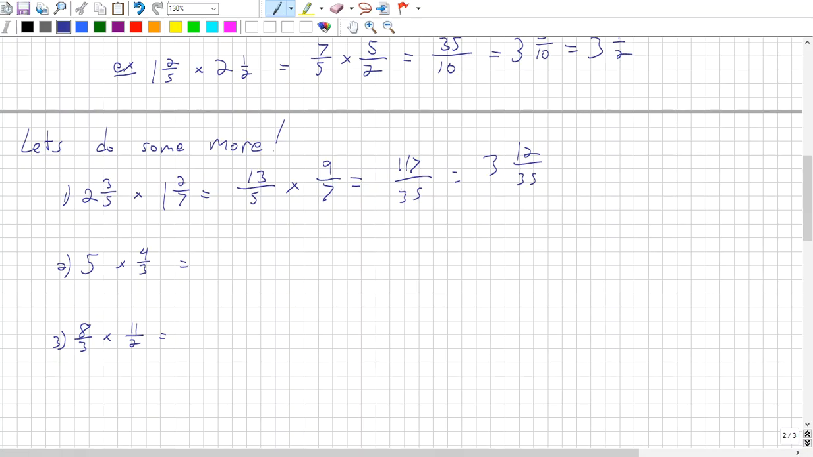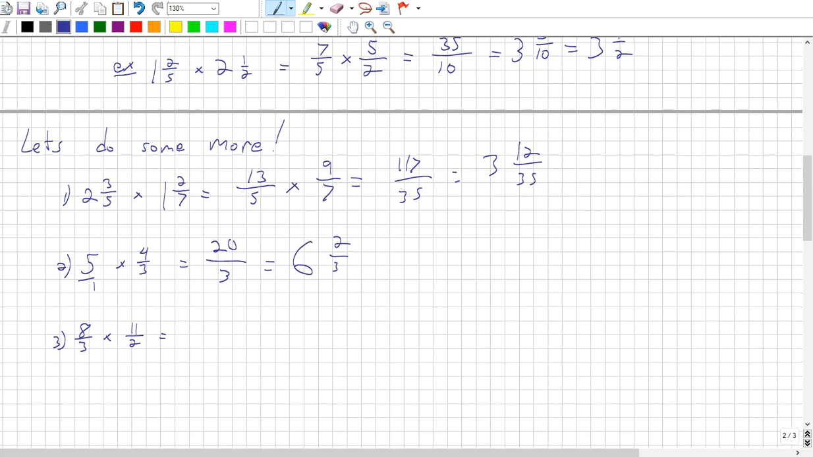Now I have a whole number, which is 5, no fraction. But remember, we can always put that whole number over 1. So I get 5 over 1 times 4 over 3. So 5 times 4 is 20. 1 times 3 is 3. 3 goes into 20 6 times, which is 18. 6 times 3 is 18. And I'm left with 2 out of 3.